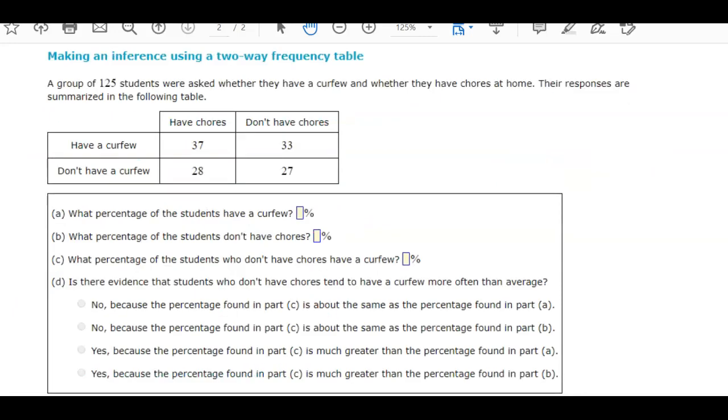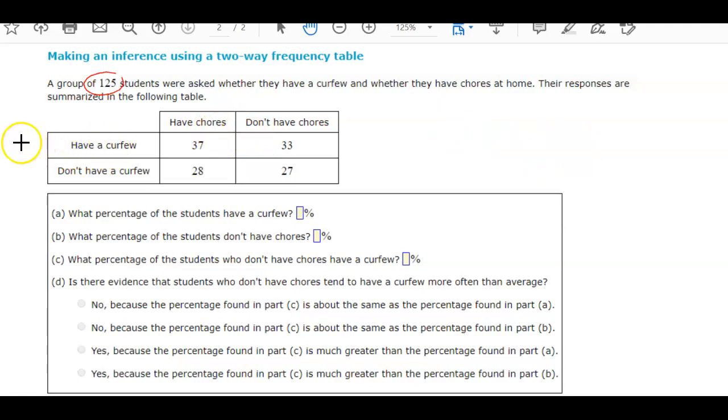All right, this problem here, making an inference using a two-way frequency table, and we've got some data here. I'm going to go ahead and read this off, even though I know that you guys can do that yourself. So we've got a group of 125 students who are asked whether they have a curfew and whether they have chores at home. The responses are summarized in the following table. So we've got a little bit of information here.